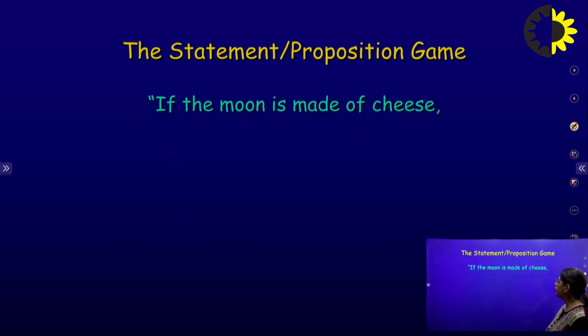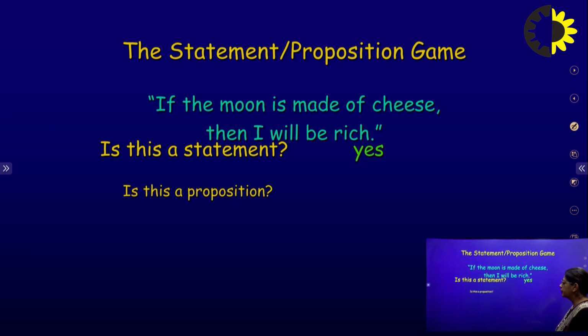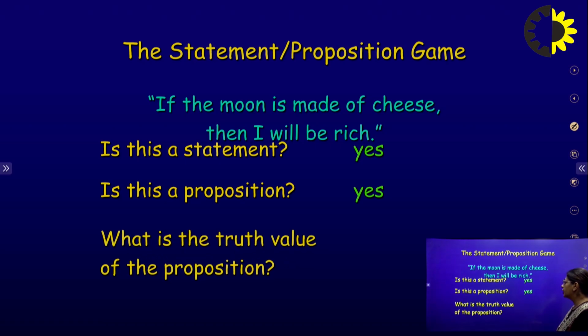Now, if the moon is made of cheese, then I will be rich, right? This is some type of thought. Is this a statement? Yes. Is this a proposition? Yes. What is the truth value of the proposition? Probably true. It may depend on whether the things are true. If the moon is sometimes made of cheese, then he can be rich, right? So this can be true.